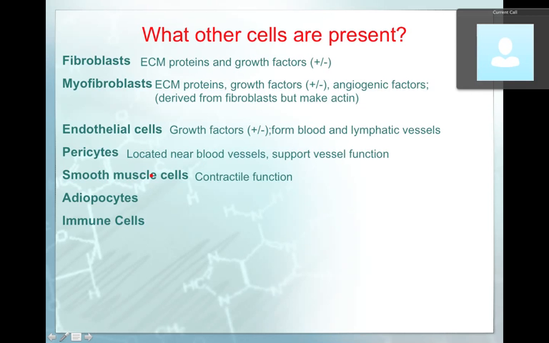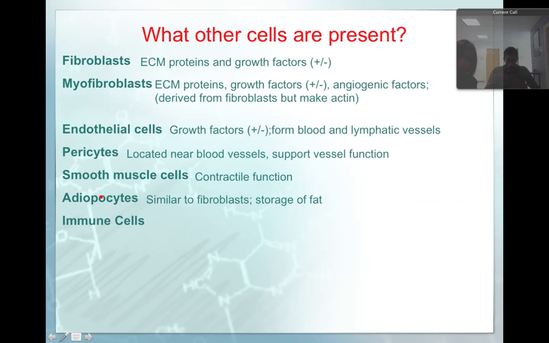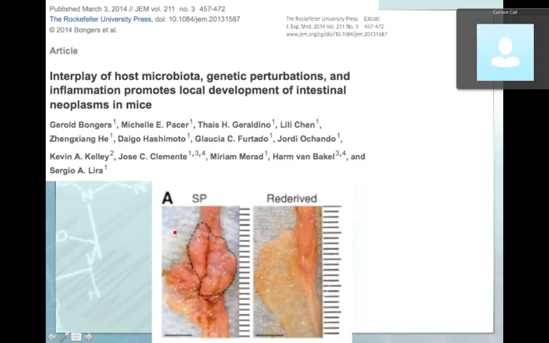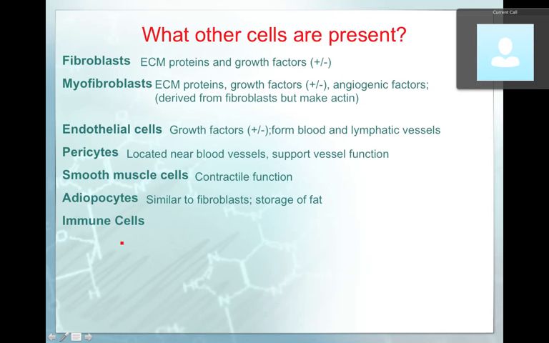There's smooth muscle cells inside a tumor that line blood vessels that help with contraction. There's adipocytes, which, adipose is fat. So adipocytes are cells that store fat. They're similar in structure to fibroblasts. And then there are lots of immune cells. Okay, and we'll talk about that a little bit more.